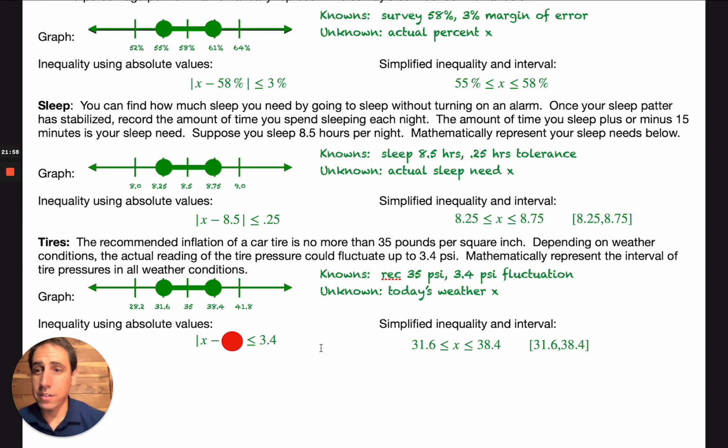Here, the tires. The recommended inflation of a car tire is no more than 35 pounds per square inch. Depending on the weather conditions, the actual reading of the tire pressure could fluctuate up to 3.4 psi. Mathematically represent the interval of tire pressures in all weather conditions. So what do we know? We know that the recommendation is 35 psi, and it might fluctuate 3.4.